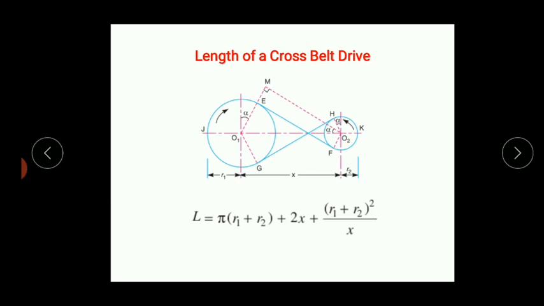Here, the length of the belt L is given as pi (R1 plus R2) plus 2x plus (R1 plus R2) whole squared, upon x. R1 is the radius of one pulley, R2 is the radius of the other pulley, and x is the center distance between the two shafts, or the center distance between the two pulleys. Here again you can take R1 as either the radius of the driver pulley or the driven pulley. In both cases you will get the same answer, that is the length of the belt.